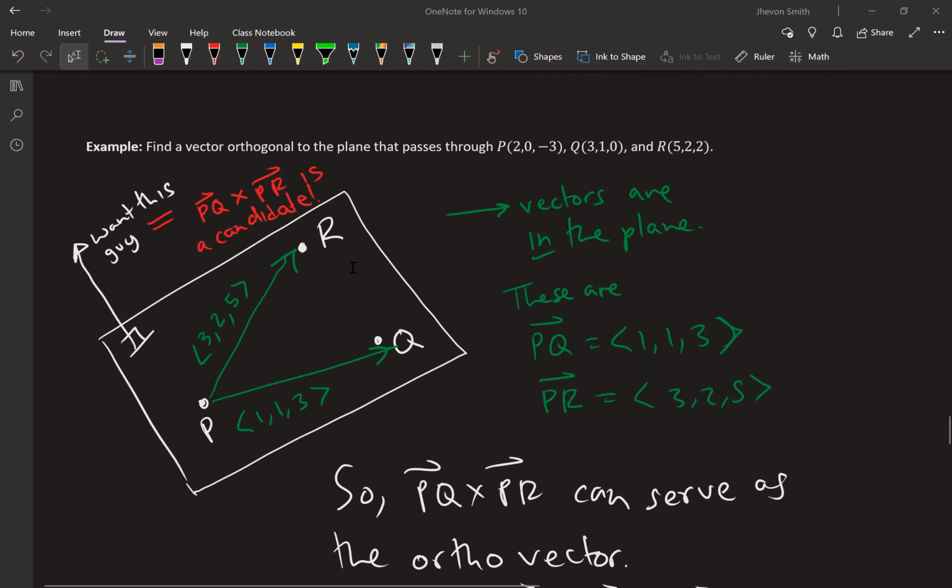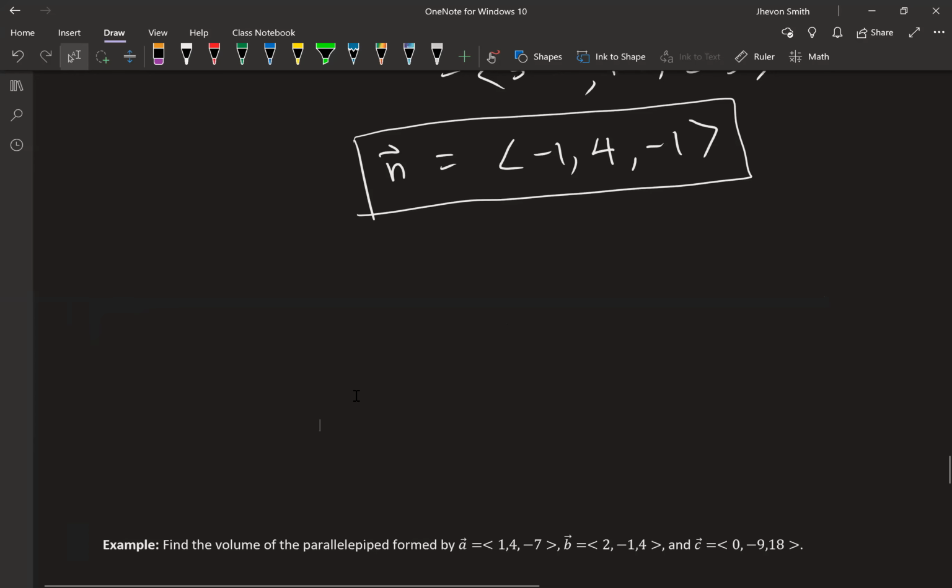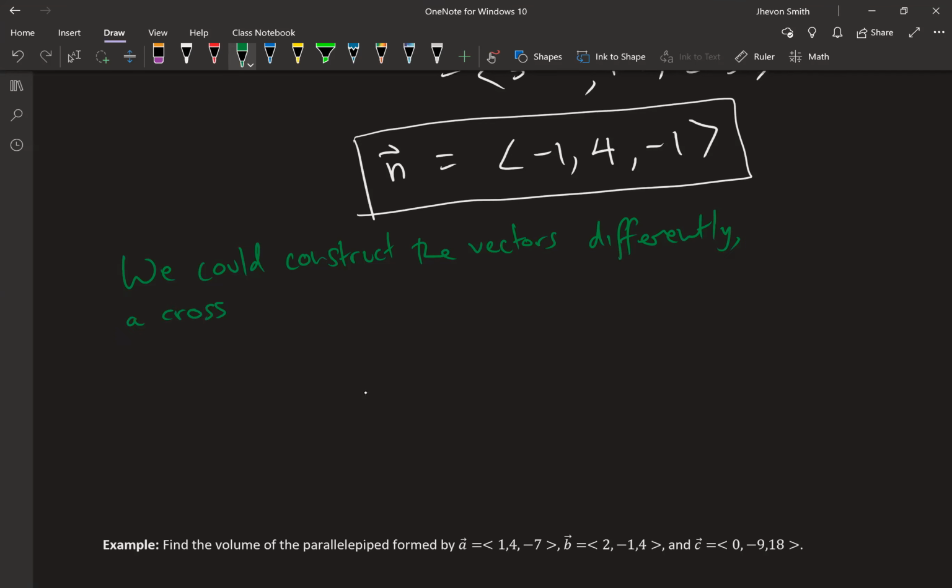Right, so as I mentioned before, it doesn't matter which vectors you pick and in what order you do them. It actually doesn't matter. We could construct the vectors differently and cross in any order, and we would get equivalent answers.